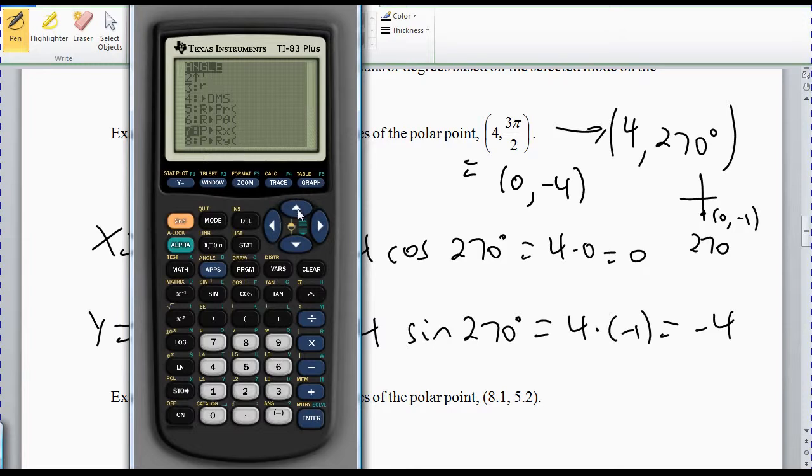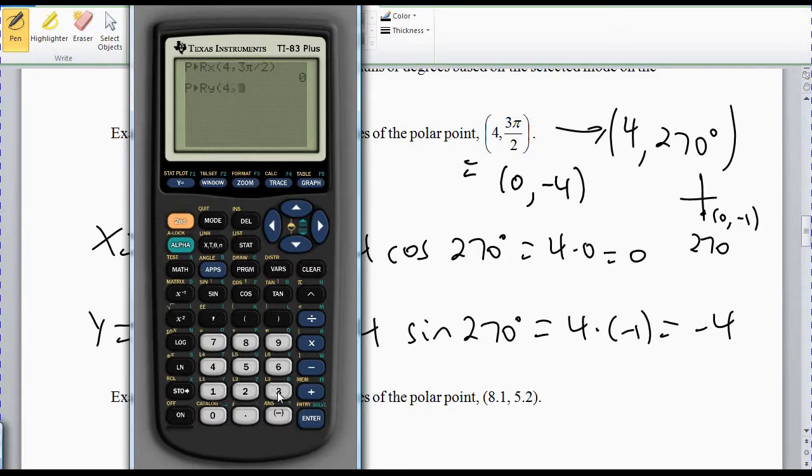So what I want to do is find the x first. So I'm going to hit that. I'm going to type in 4 comma 3 pi divided by 2. And we get 0. Then I like to hit second enter. I probably don't need to do that. Some people might not like that. Let's hit second angle. And then 8 will give me the y value. So let's hit 8.